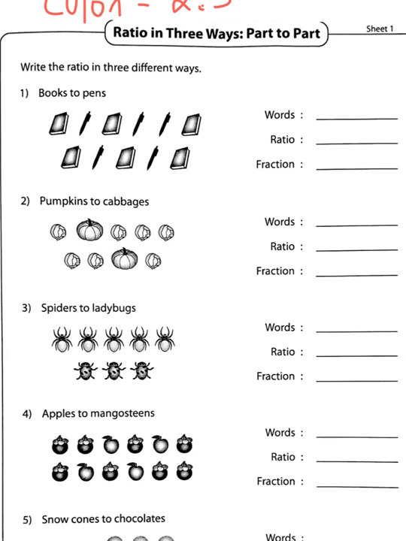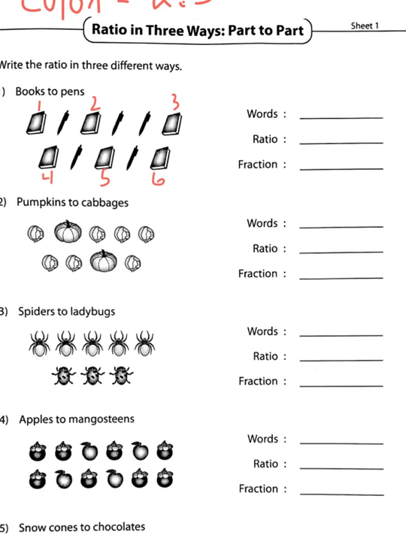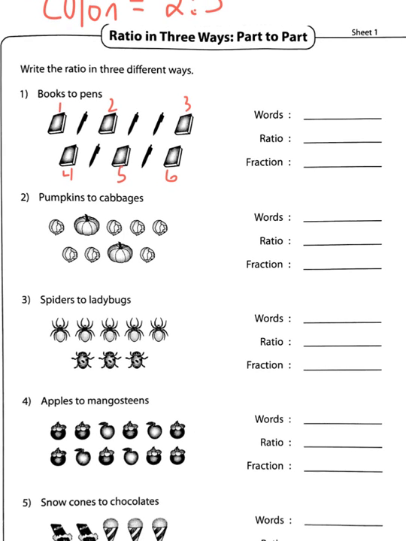So number 1 says books to pens. So however many books there are, that's the number that's going to come first in my ratio. So if I've got 1, 2, 3, 4, 5, 6 books, and this first line tells me to write it in words, I'm going to have 6 books compared to 1, 2, 3, 4, 5 pens. So my ratio would be 6 to 5.